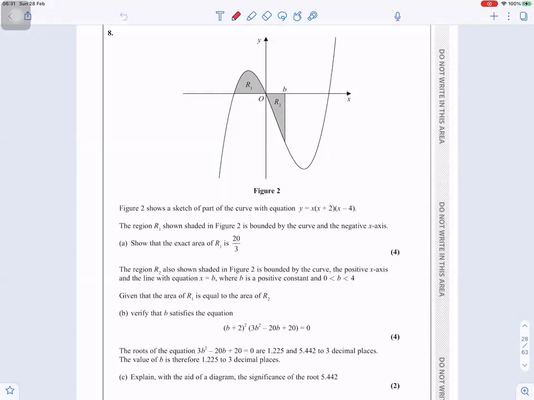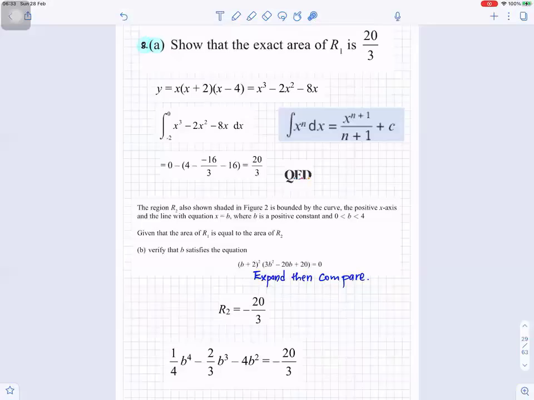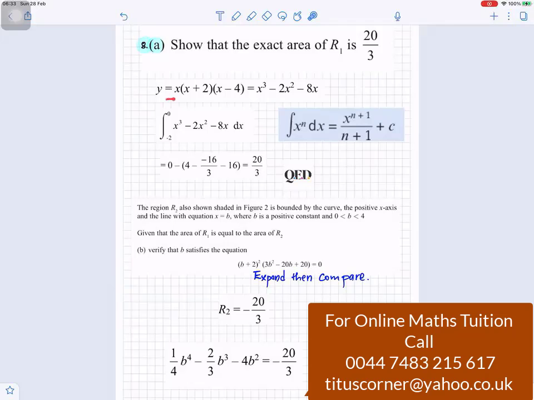Question number 8. Figure 2 shows a sketch of part of the curve with equation y equals x bracket x plus 2 bracket x minus 3. Part A, show that the exact area of R1 is 20 over 3. To show that the exact area of R1 is 20 over 3, we need to integrate. And to integrate, we need to expand this, multiply this trinomial. So when you multiply it out, you will get x cubed minus 2x squared minus 8x.